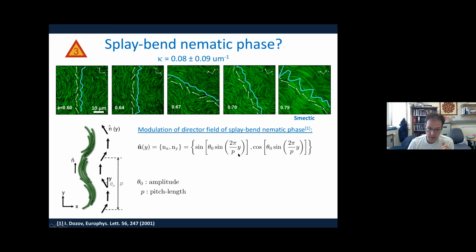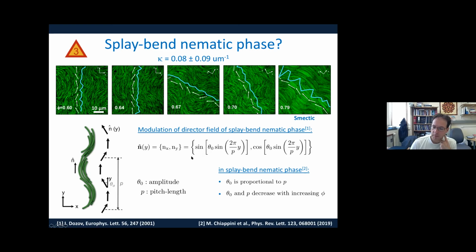On top of that, as was also shown by Massi, Giappini, and Myline Dextra, in the splay-bend nematic phase the amplitude is proportional to the pitch length, and both of them decrease with increasing packing fraction. This is what they found in these computer simulations.